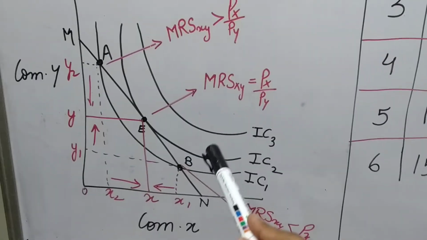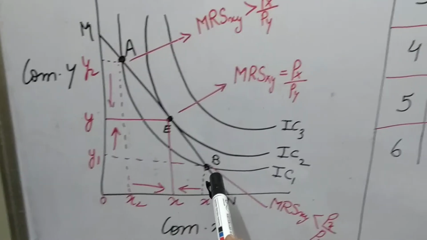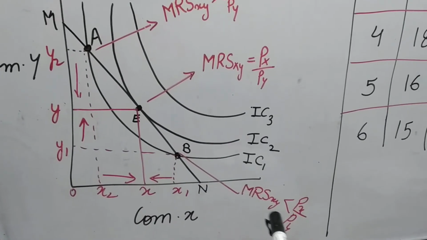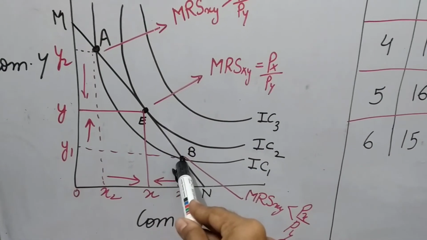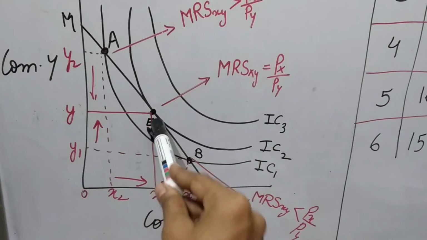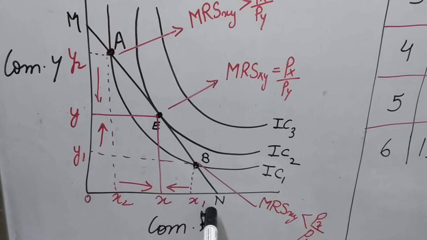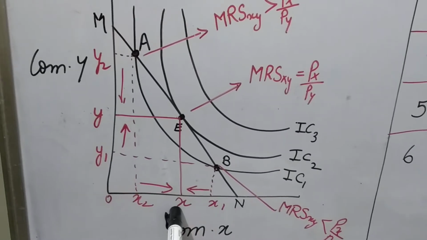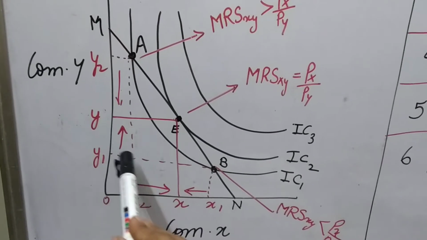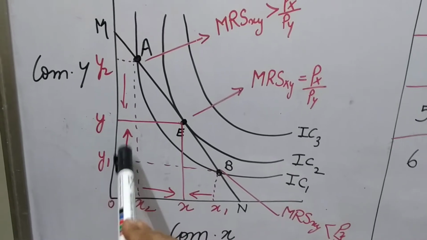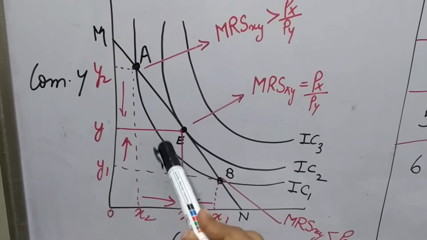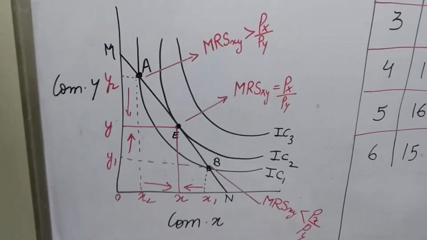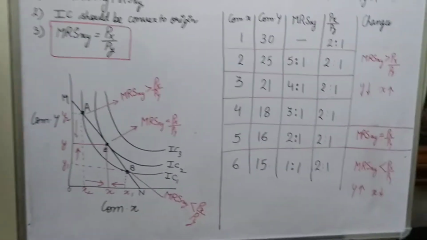This is the point B where the consumer is, where MRS of XY is lesser than Px upon Py. Now ultimately he has to reach from point B to point E. So now he has to reduce the consumption of the X commodity from X1 to X, and he will increase the consumption of the Y commodity to reach up to point E. So just see the diagram and the schedule again.